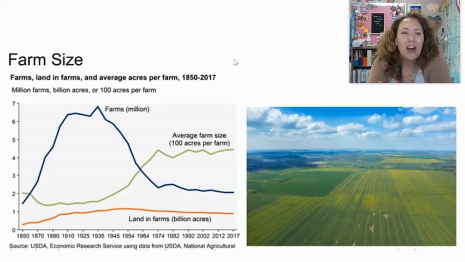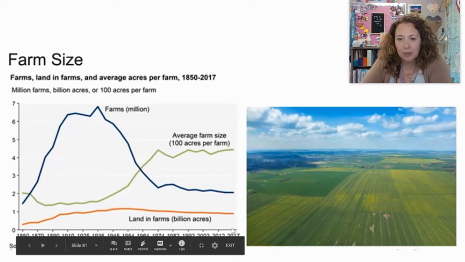All right, farm size. Land in farms and average acres per farm. How has this grown over time? This is in the United States. So again, look at the bottom here, starting in 1850 all the way up to 2017. And you guys can see the average land in farms actually hasn't changed too much. That's always kind of been the same.